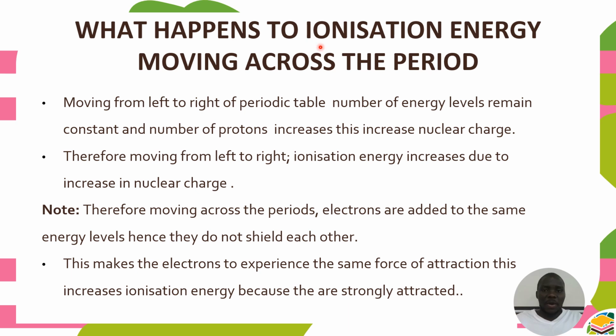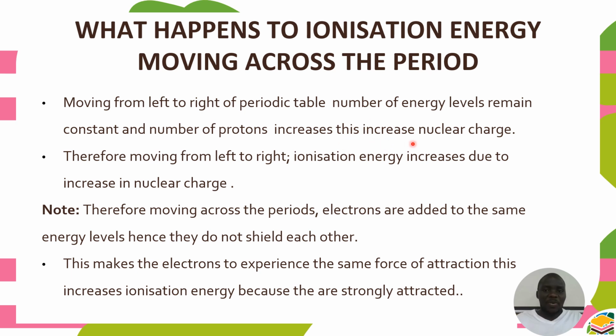So what happened to ionization energy moving across the period? Moving from left to right, that means across the period, the number of energy levels remains constant and the number of protons increases. Since we are adding protons, maybe we have a question: what happened to the number of electrons as we are moving across? Indeed, the number of electrons is going to be increasing, but where are the electrons going to be added?